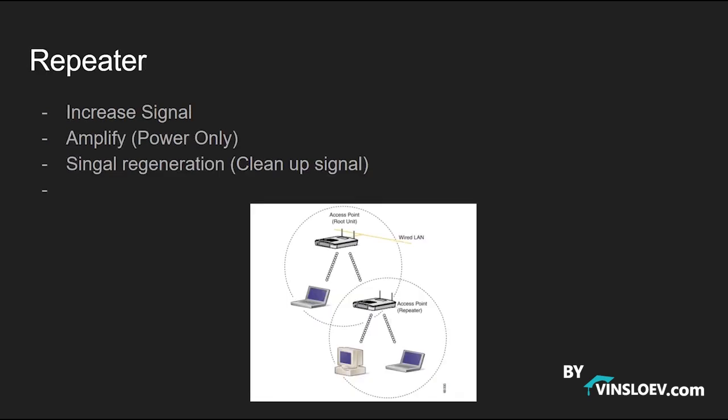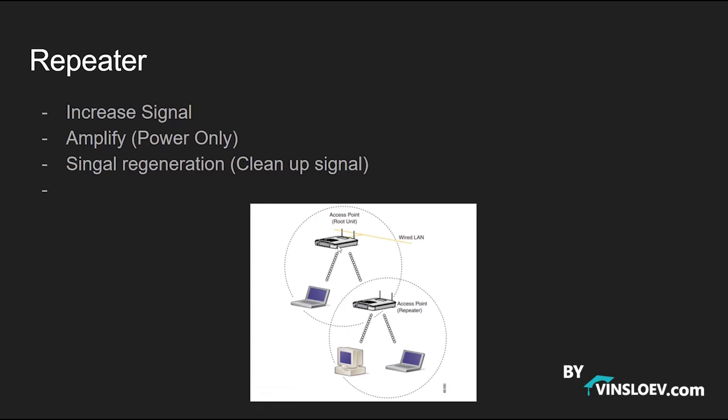Then we have a repeater. Compared to switches and hubs, a repeater is used for making the signal stronger. As you see in the picture right here, we have a repeater at the end of the range of this wireless network, and because we have this repeater, it is capable of receiving messages from this computer right here and then enhancing the signal such that it can reach the computers that are actually outside the range of this main point right here.